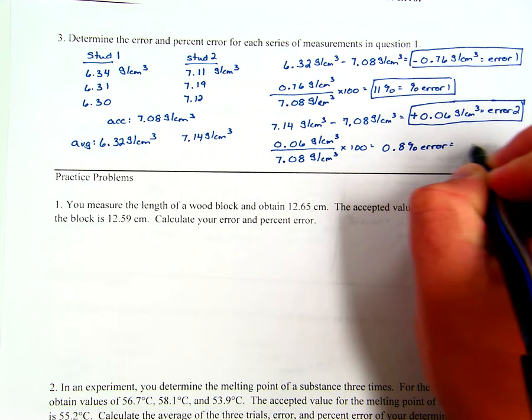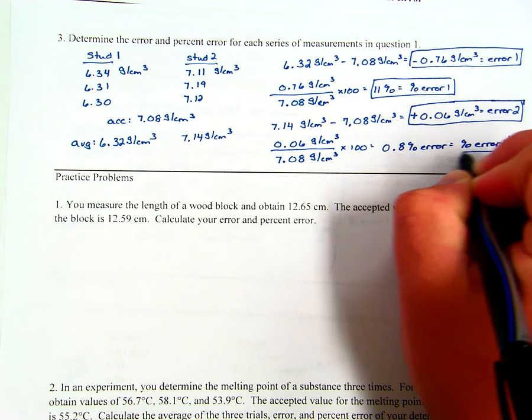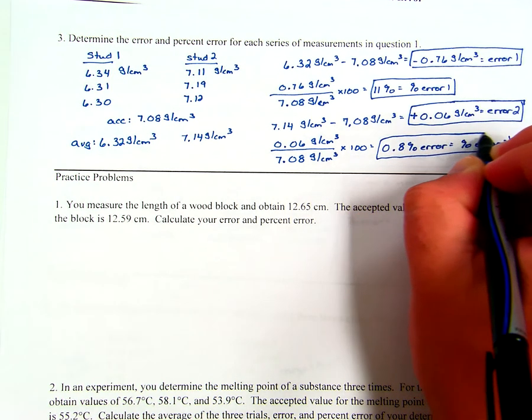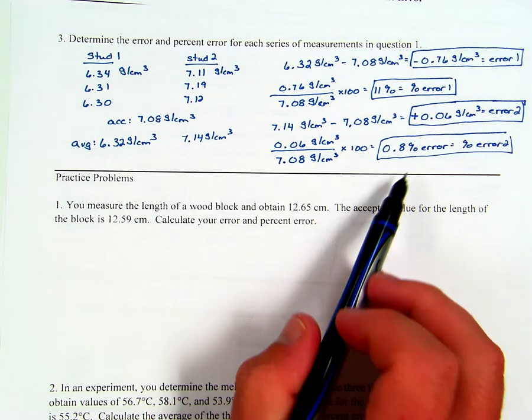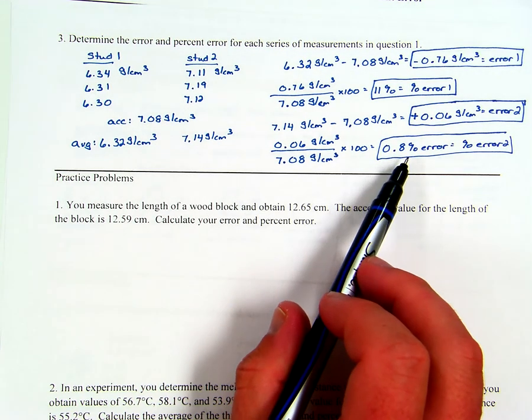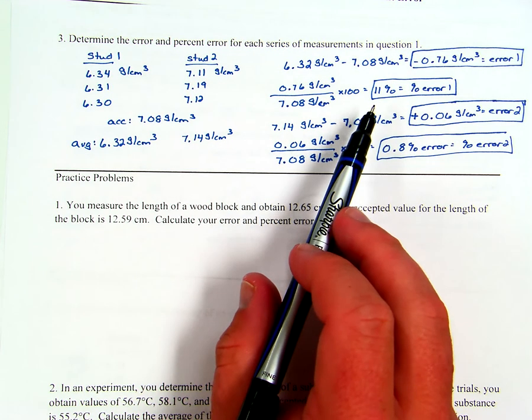If I had asked you what student was more accurate, well, I know we already answered it before, but we can now see very clearly that student 2 was much more accurate. Their percent error is much lower than that for student 1, because percent error is really a measurement of the accuracy of the measurements. All right, the example problems are done.